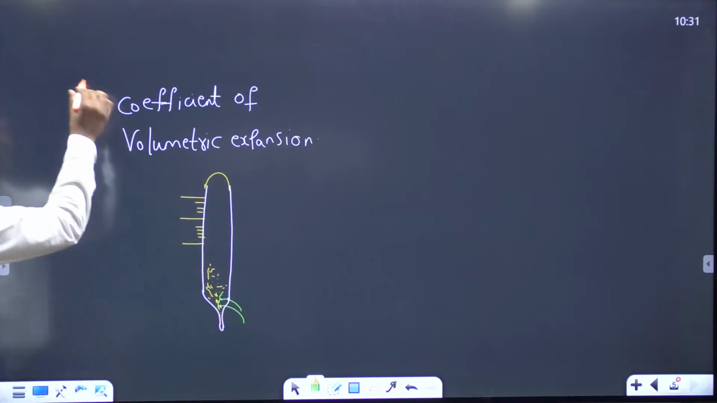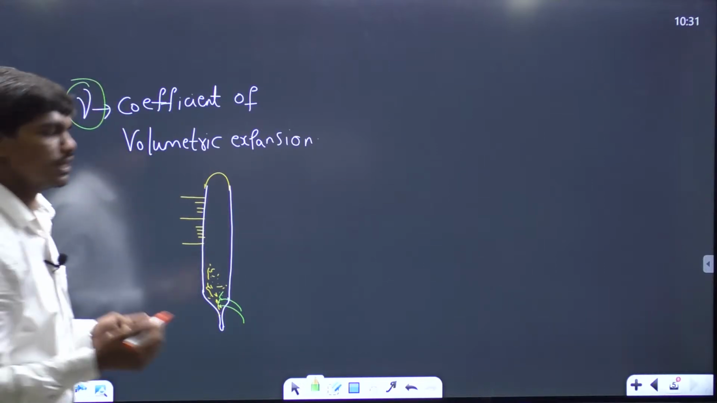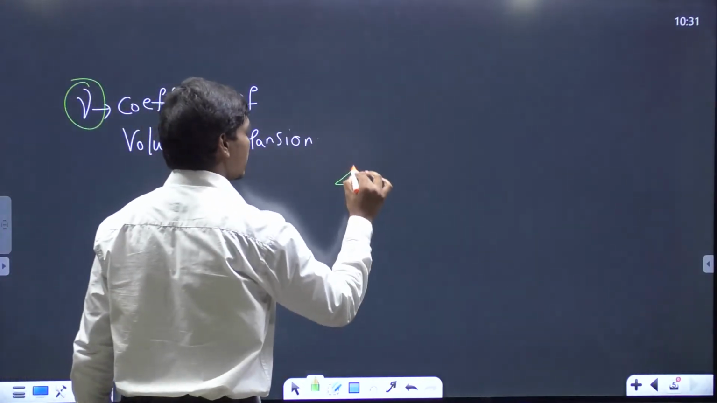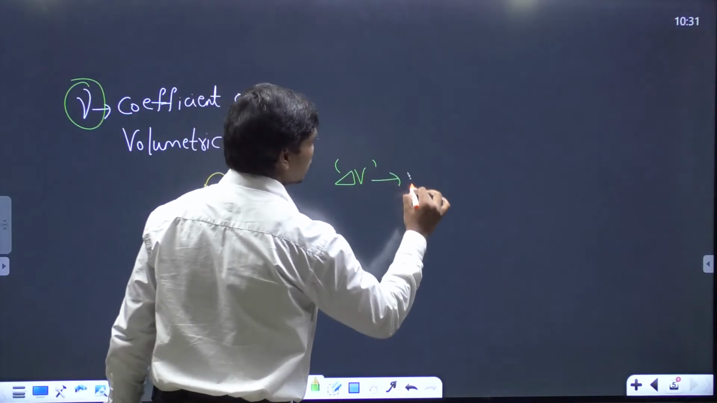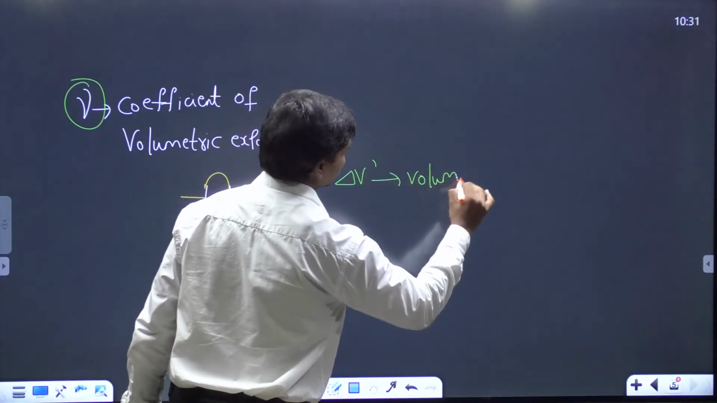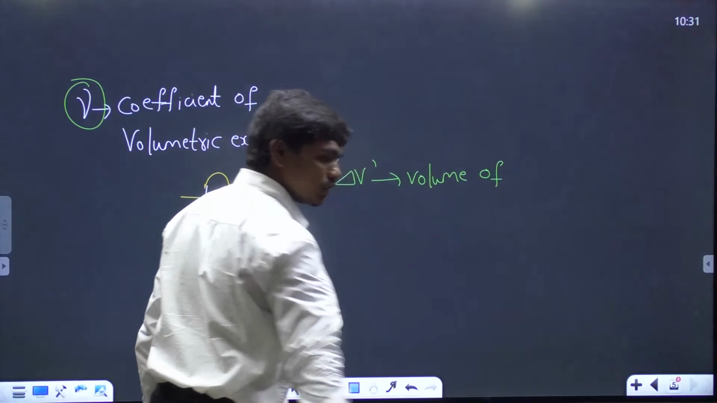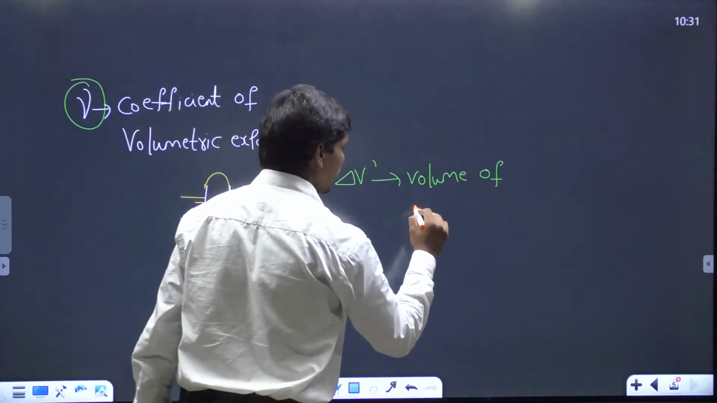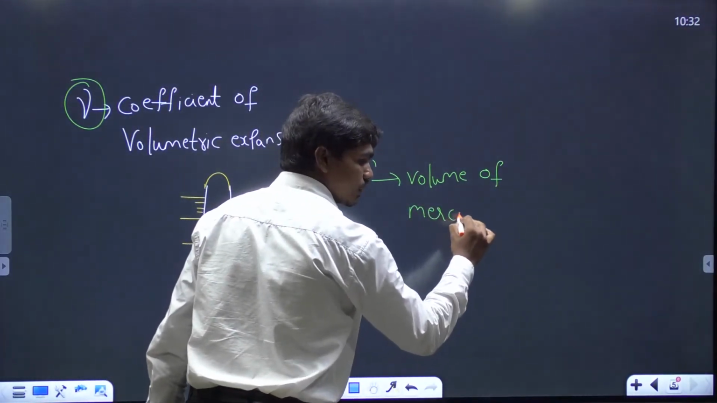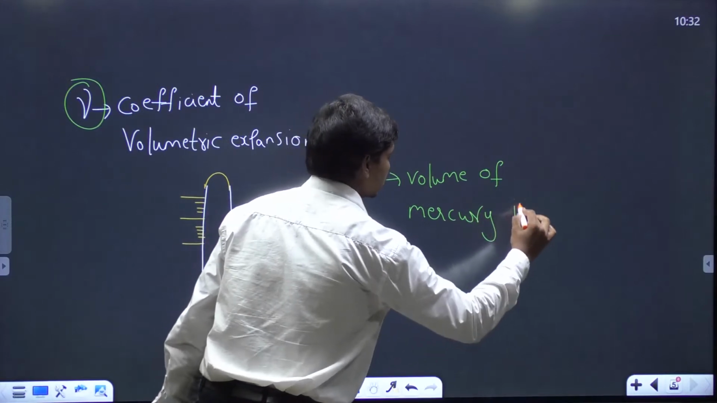And because of this coefficient of volumetric expansion that is available for every liquid, there is a change delta V in the volume of mercury inside the tube. Correct? Because when temperature increases, fluids expand generally. So the volume of mercury increases.